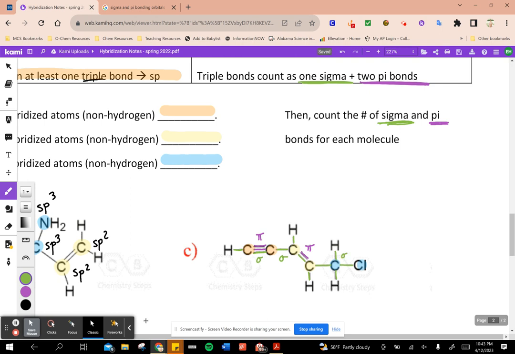So if I count the green bonds, 1, 2, 3, 4, 5, 6, 7, 8, 9, 10. Whoops, let me make sure I counted right. 1, 2, 3, 4, 5, 6, 7, 8, 9, 10. So we would have 10 sigma bonds. Then if I go back and count the pi bonds, that's 1, 2, 3. I would have 3 pi bonds.